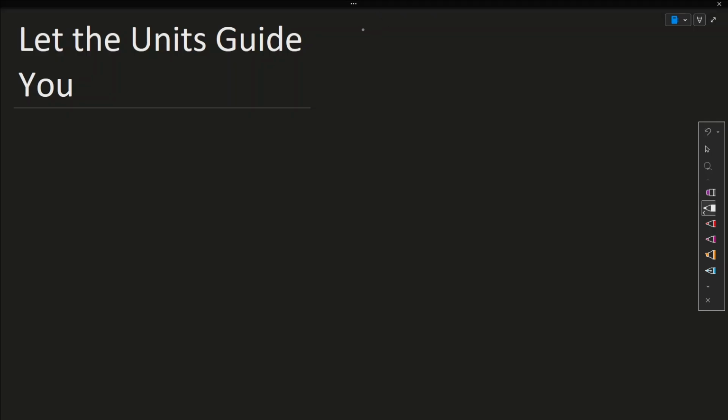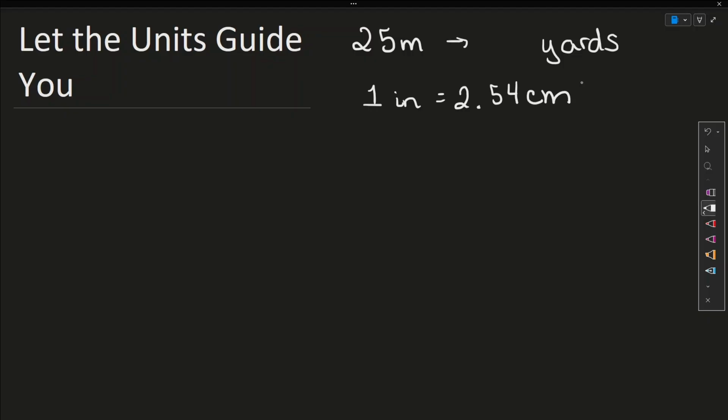Let's try this example. We have 25 meters, and we want to convert this to yards. And to do this, we have that 1 inch is equal to 2.54 centimeters. We will need several steps. Let's first convert the meters to centimeters. We know that 1 meter is equal to 100 centimeters.